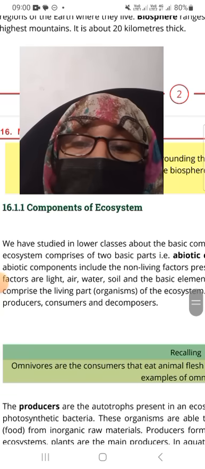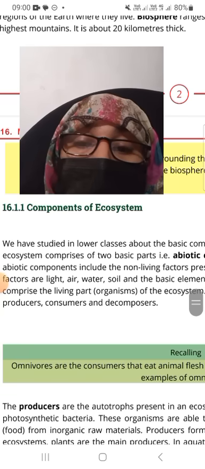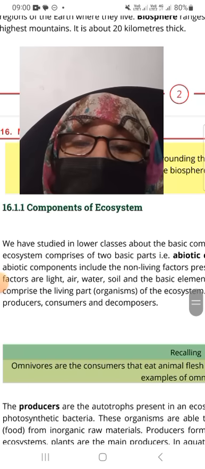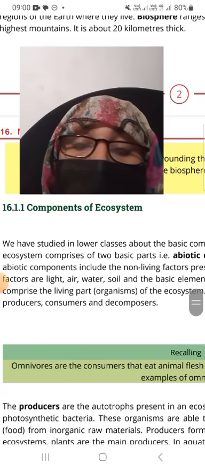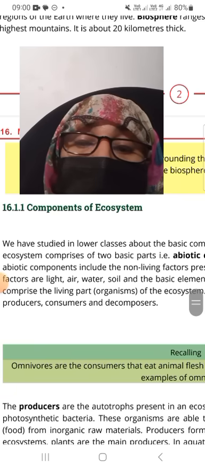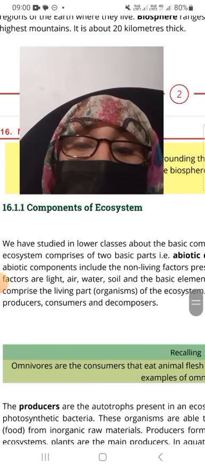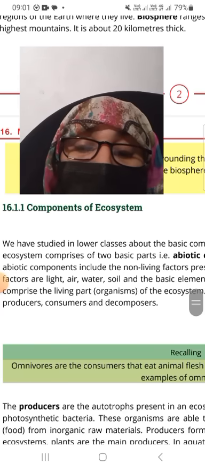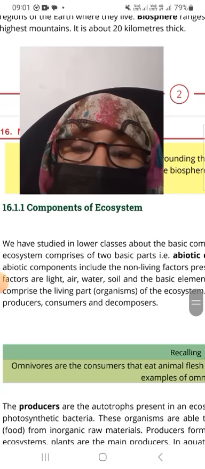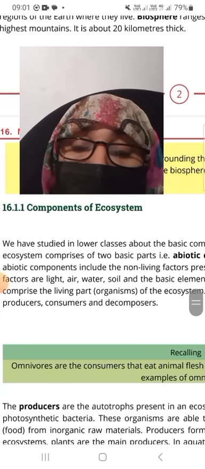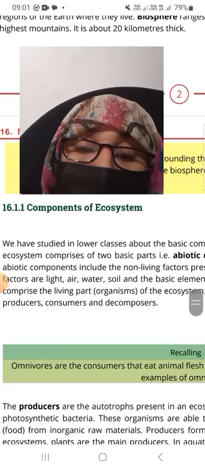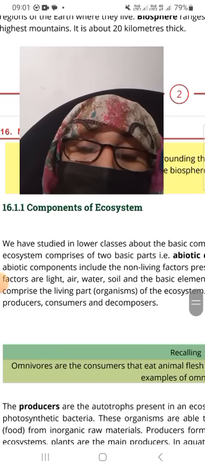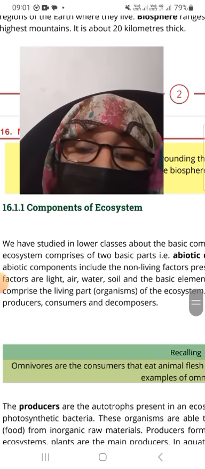16.1.1 components of an ecosystem. We have studied in lower classes about the basic ecosystem, comprising two basic parts: abiotic components, including non-living factors like light, air, water, soil and the basic elements, and the living part of the organism: the producers, consumers and decomposers. The consumers eat animal flesh. The most important producers are autotrophs, and bacteria are organisms able to make food from inorganic raw material.